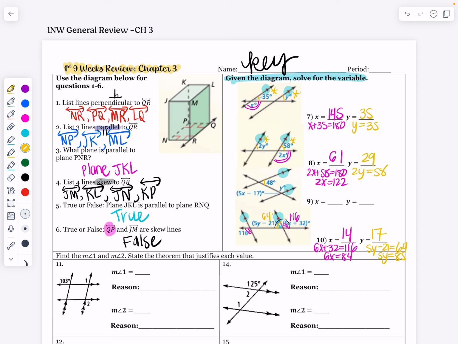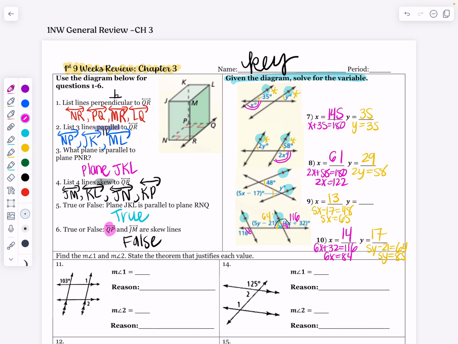So here's my acute angle. That's 48. This is pointing right here. That's also acute. That is 5x minus 17. Those are alternate interior angles, so they're congruent, so I can set their measures equal. So I'm going to do 48 plus 17. I get 65. 5x equals 65. And again, I'm going to do 65 divided by 5. And I get 13. I don't know why I switched colors all of a sudden. Oh, because those are acute. So I've been doing yellow for the acute angles.